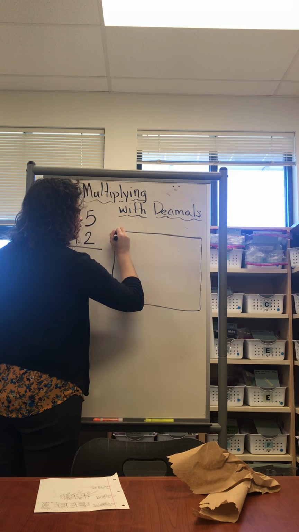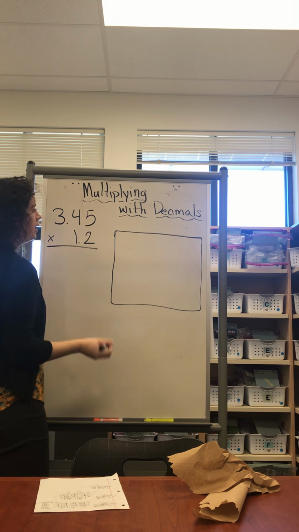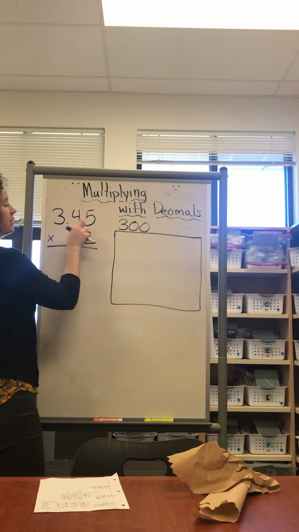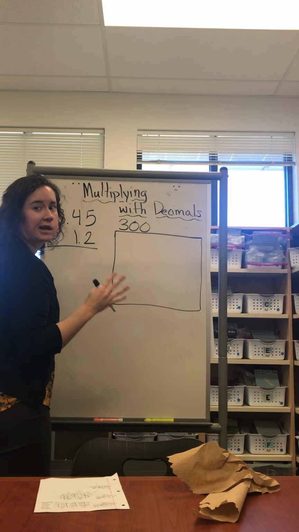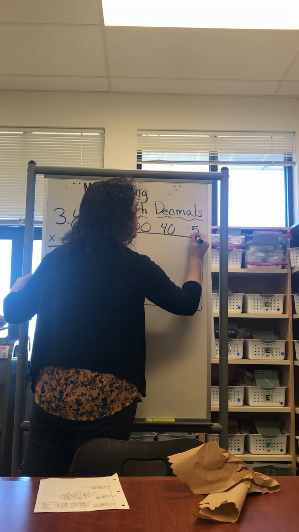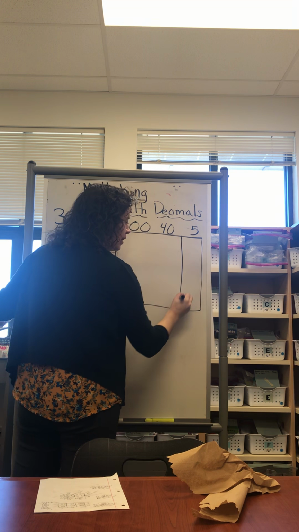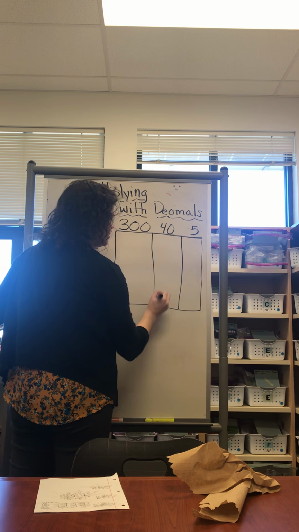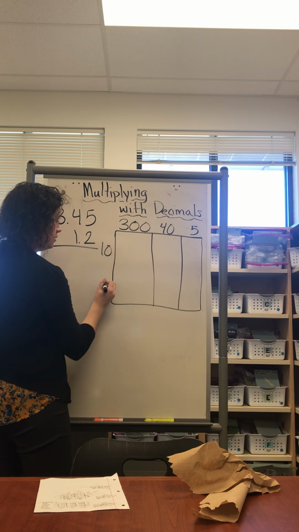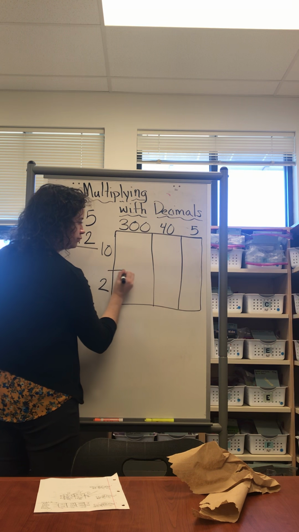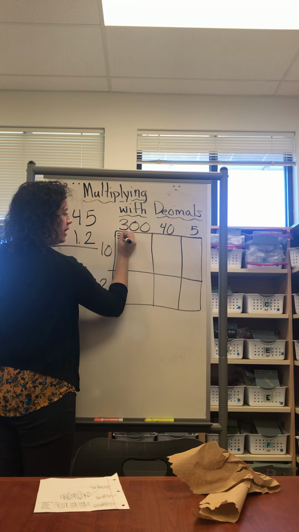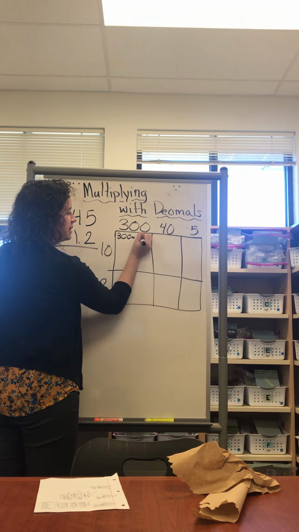So I'm going to go ahead and I'm drawing my box. And I'm going to put 300, because remember I'm ignoring my decimal and I'm just looking at that like it's a whole number. 40 and 5. And I'm going to draw my columns here. Then I'm going to look at this as if it's a 12. So 10 and 2. Okay. So now I know I need to do 300 times 10.